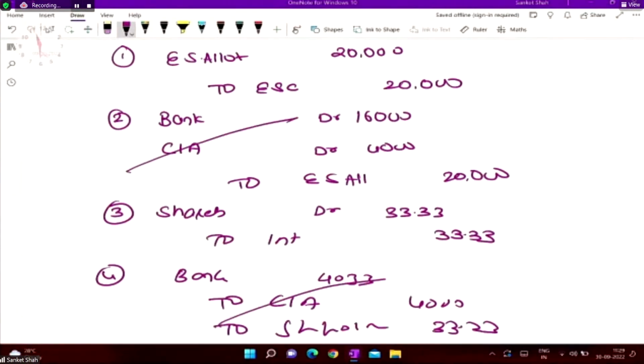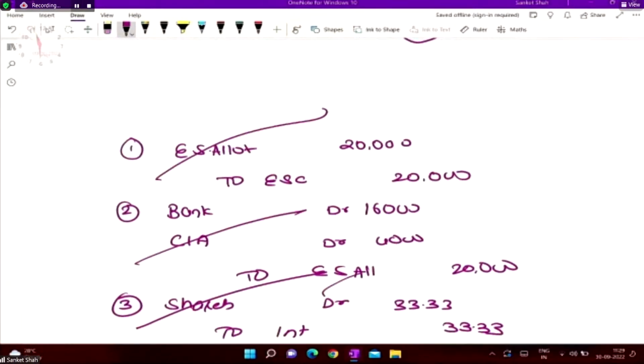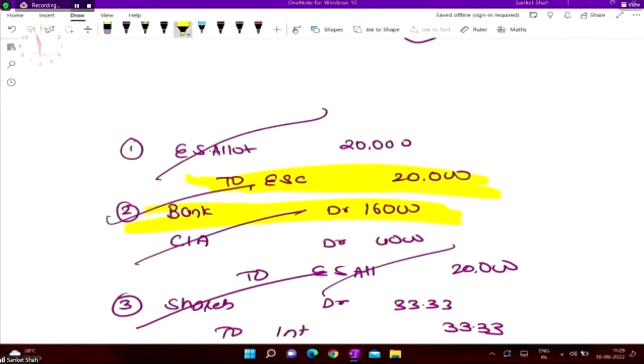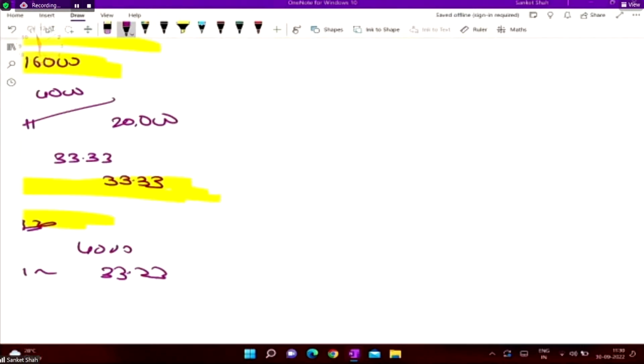Calls in arrears cancel, shareholder cancel. Interest booked for 33.33, allotment cancelled. So you are left with bank account. Which accounts do you have? Equity share capital 20,000, bank account 16,000, interest 33.33, and again bank account 4033.33. Okay, see what will be shown at the end. You are left with bank 4033, equity share capital 4,000, and interest 33.